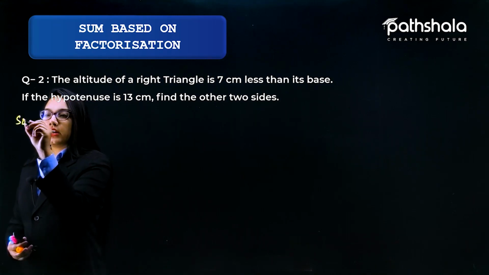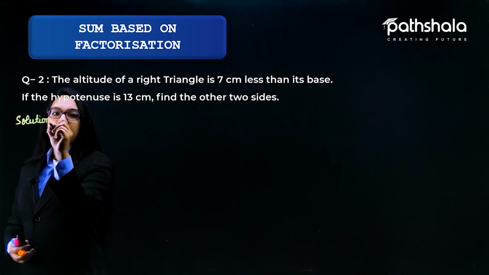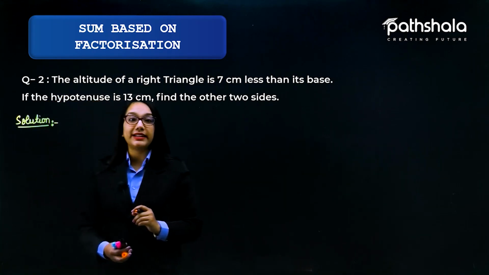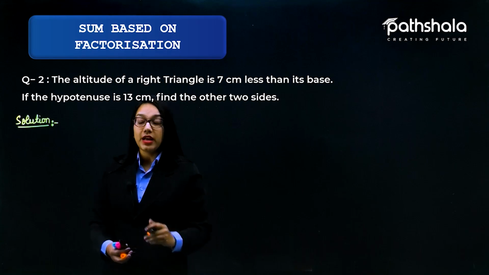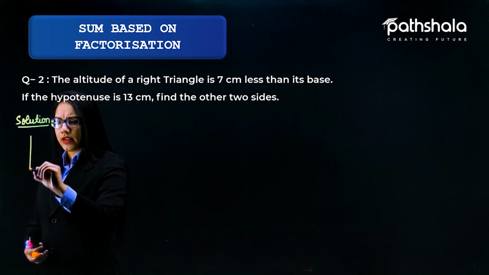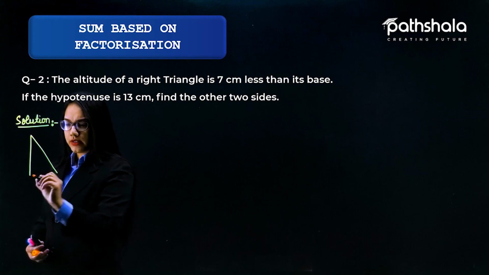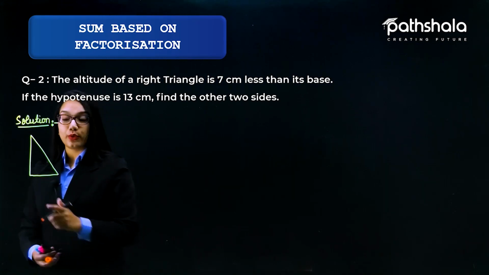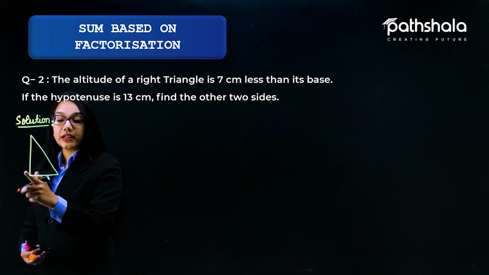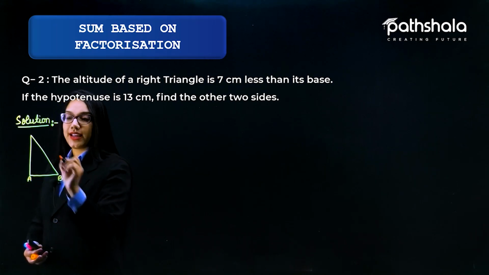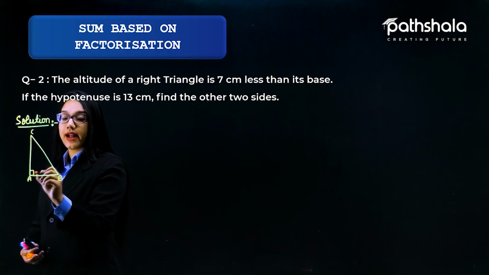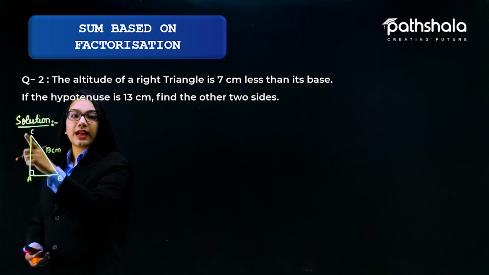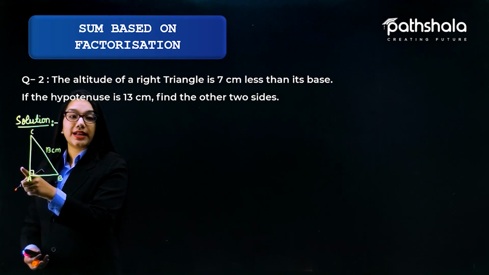First of all, it is given to us that the altitude of a right triangle is 7 centimeter less than its base. So let us suppose I am drawing a right angle triangle over here. The altitude means it is talking about the height. Let us take it as A, B and C such that it is right angled at A. So it says the hypotenuse is 13 centimeter and the altitude is 7 centimeter less than the base.